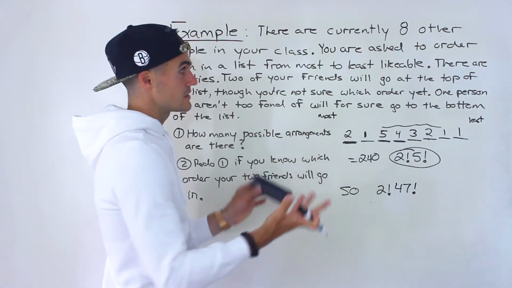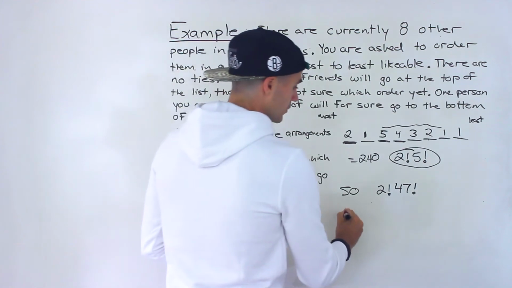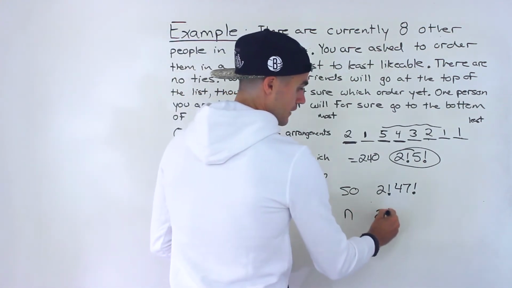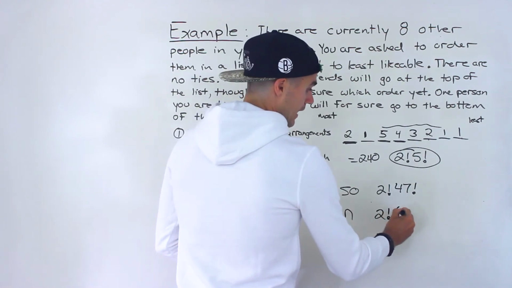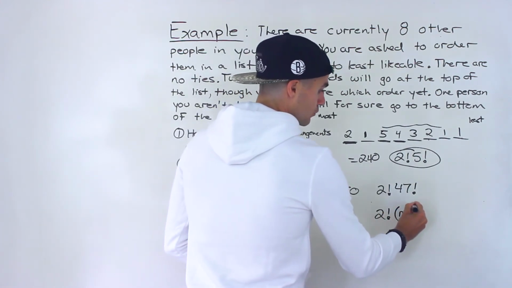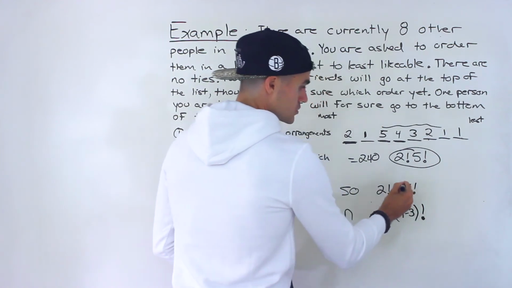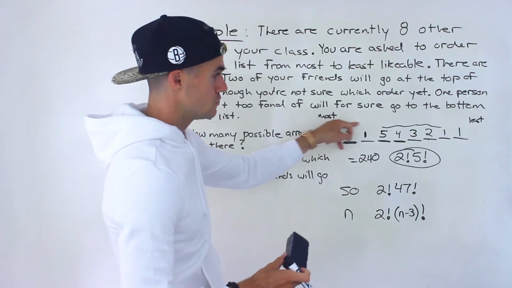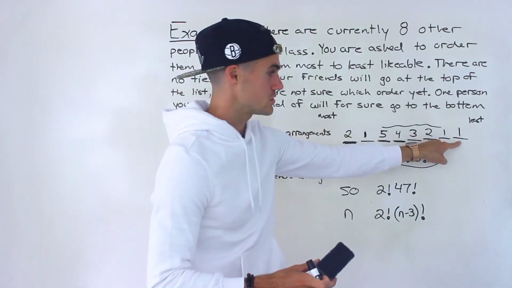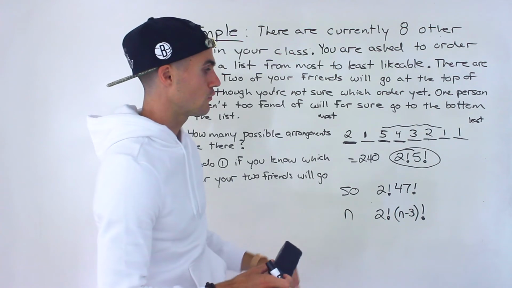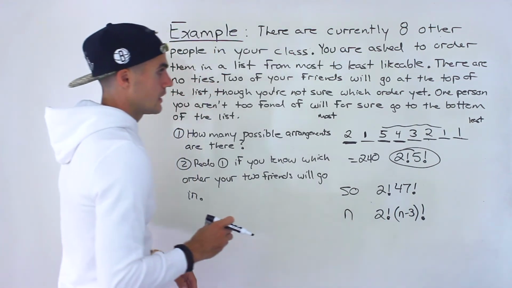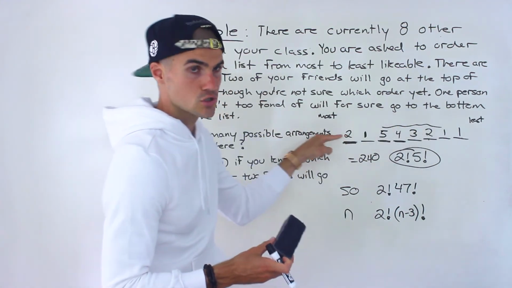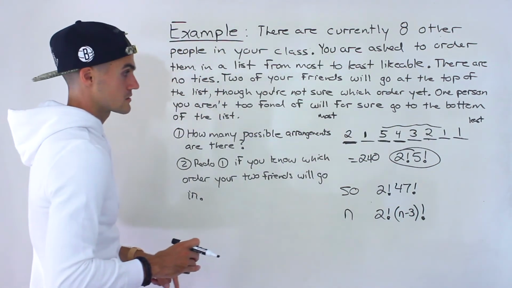And you can actually generalize this. What if there are n other people in your class? Well, the answer would be 2 factorial for your 2 friends, and then it would be n minus 3 factorial, right? This number is always going to be the number of people in your class minus the 3 you took care of, the 2 friends, and then the 1 person at the end. So this would be the general form. So I thought I would mention that as well in case you get larger numbers. In this case, it was 8, so we were able to show it visually without too much hassle.